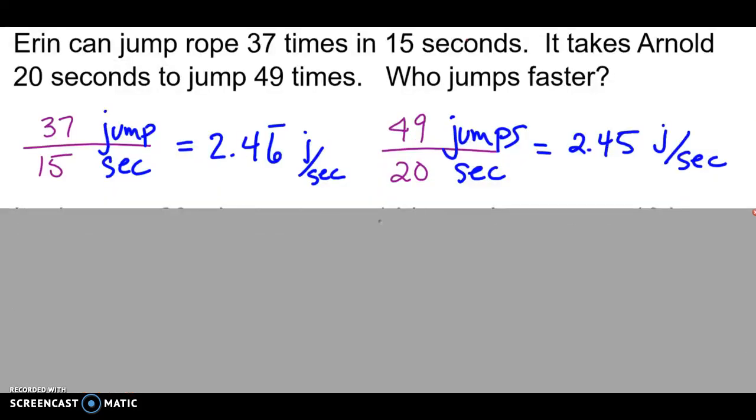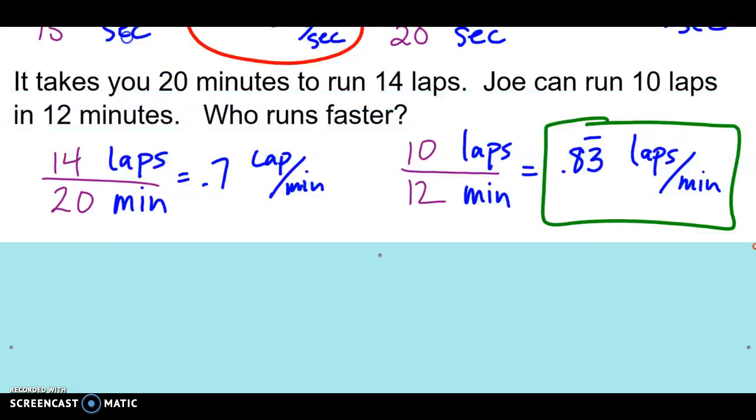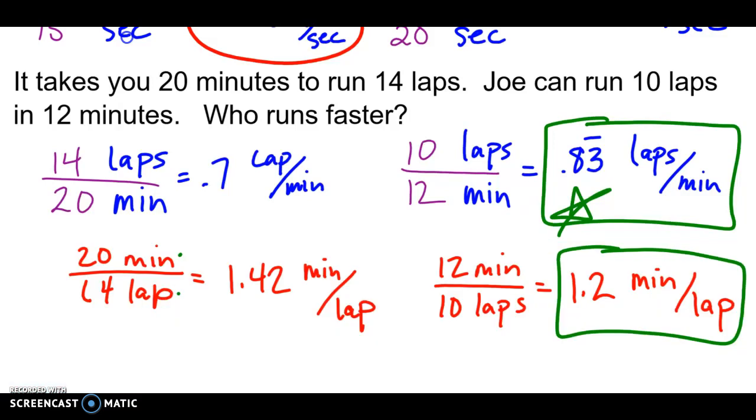So here we go. Here's my first one. I got 2.46 jumps per second and 2.45 jumps per second. Well, more jumps, the bigger number, more jumps per second is going to be faster. Okay, what about the second one? Well, here, again, I did laps per minute, so more laps per minute right here is going to be faster. But I also wanted to point out, what if you flipped it, right? What if you found minutes per lap and minutes per lap? You could do that, but you need to think it through and realize that you want less time, smaller minutes per lap to be faster here.